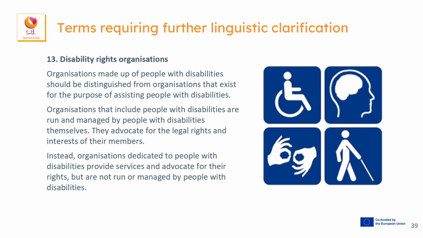13. Disability rights organizations. Organizations made up of people with disabilities should be distinguished from organizations that exist for the purpose of assisting people with disabilities. Organizations that include people with disabilities are run and managed by people with disabilities themselves. They advocate for the legal rights and interests of their members. Instead, organizations dedicated to people with disabilities provide services and advocate for their rights, but are not run or managed by people with disabilities.